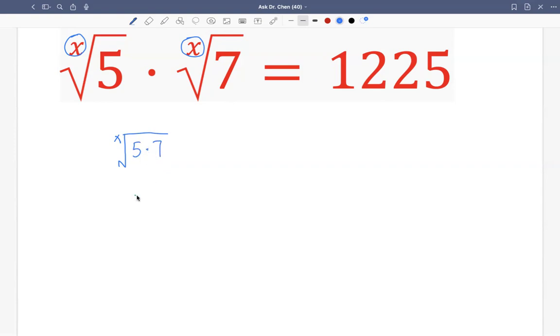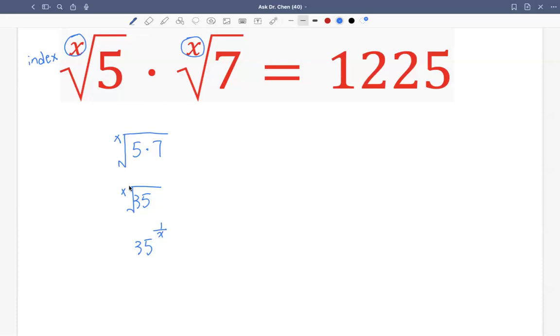Well, 5 times 7 is 35. So that's 35 being taken x root. But usually during the calculation, we like to write it as a rational exponent, the x root, the index. So this x is called an index. It's not power, it's opposite to power. So we like to write in rational exponent. So we can write it as 35 raised by 1 over x.